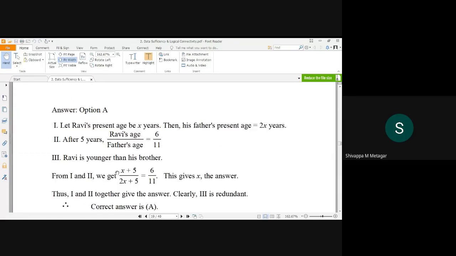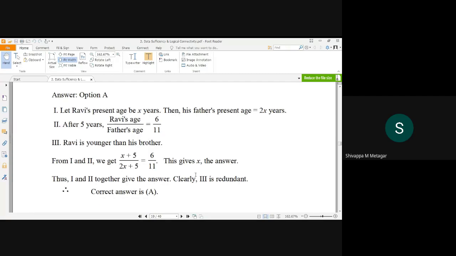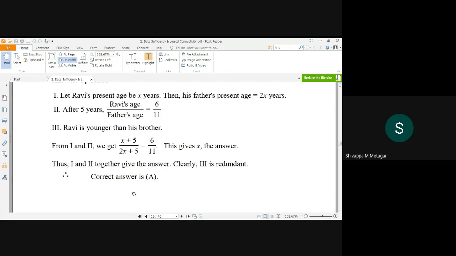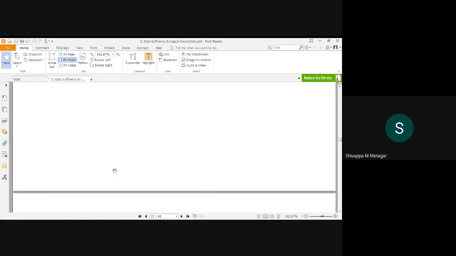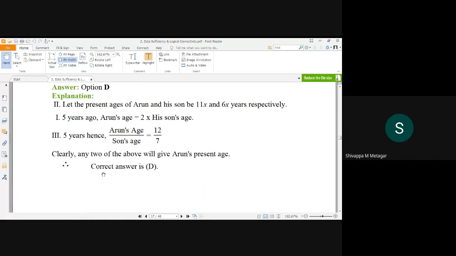Let's see the solution. Based on the first statement, let Ravi's present age be x; then his father's present age is 2x, half of that they have given. After 5 years, Ravi's age by father's age equals the ratio 6 by 11. Ravi is younger than his brother. Then you can get the x value. Here, the right option is the first one, that is, 1 alone is sufficient to answer the given question.